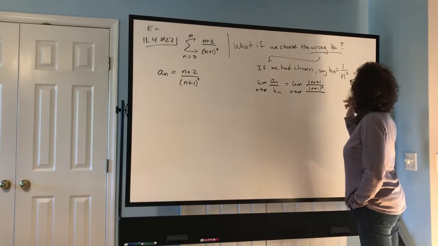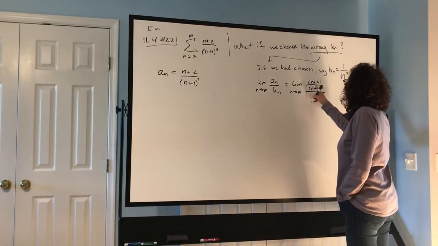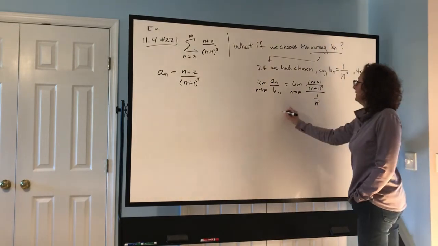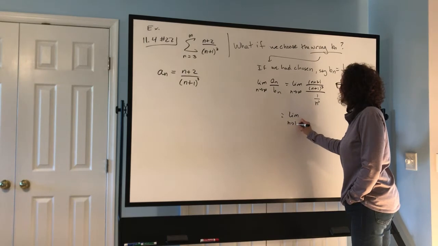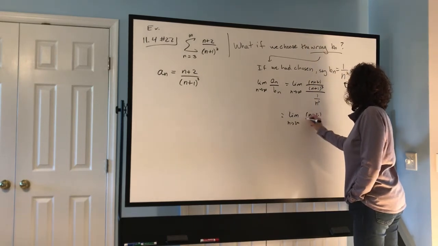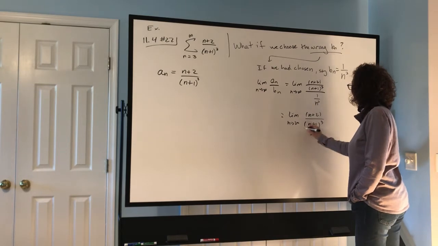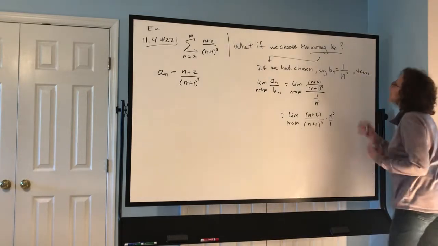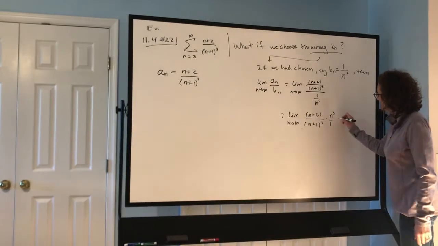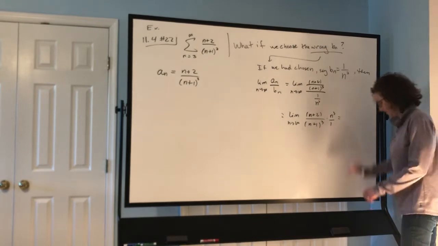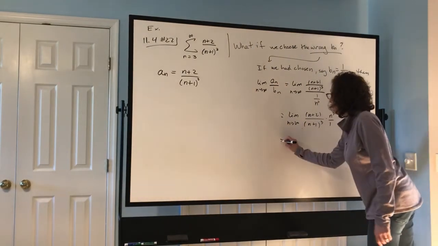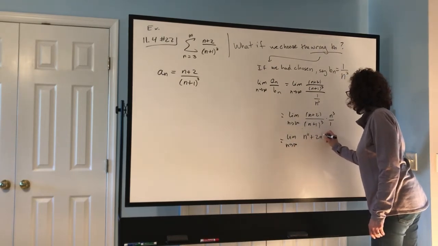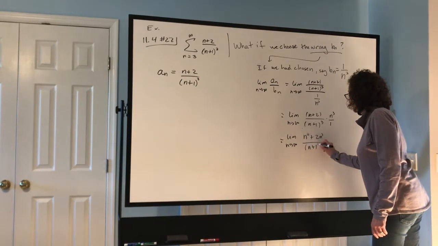I shouldn't have erased, I could have just changed things. Oh well. Times 1 over n cubed, which would have been the limit as n goes to infinity of n plus 2 over n plus 1 quantity cubed times n cubed over 1. Maybe I should have just used a different color. Okay, we're moving along now. Which would have been the limit as n goes to infinity of n to the 4th plus 2n cubed over n plus 1 cubed.